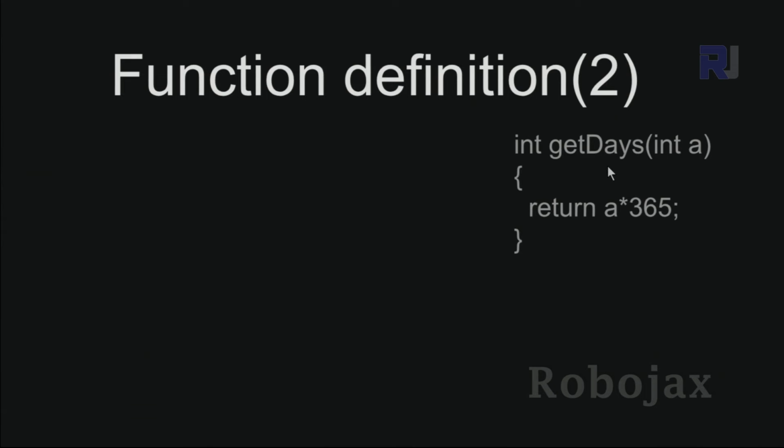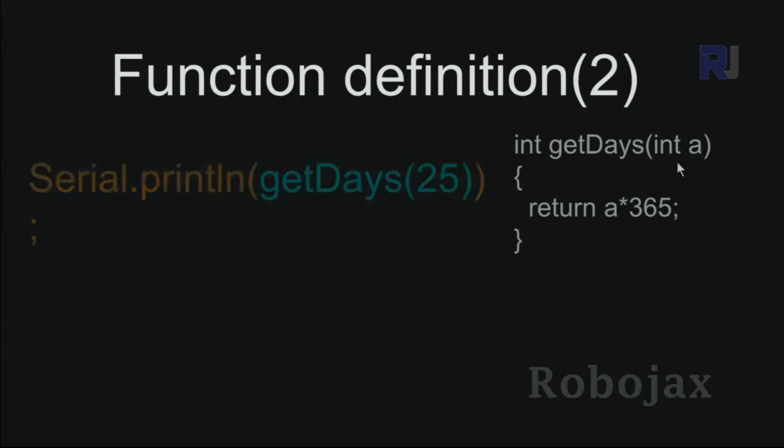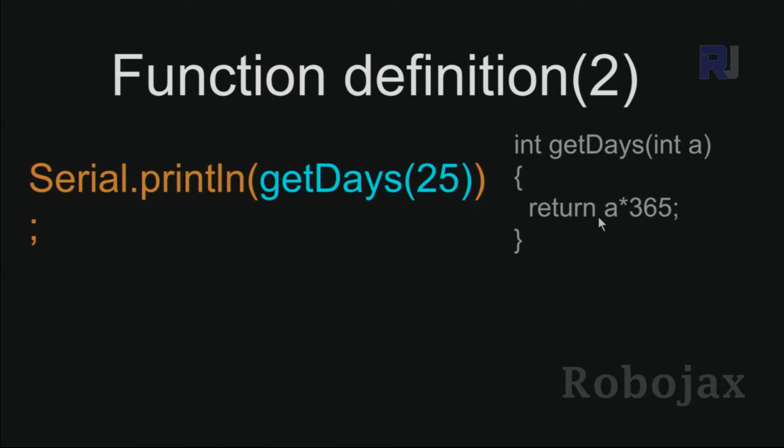And let's say we have get days with an integer, how do we use it? We say serial print get days 25. So this 25 goes to this function, which means it comes here and it becomes a. And then we get a multiplied by 365. It will become a number and it will return it back. If you use it in serial monitor, it will just print the result of 25 multiplied by 365.